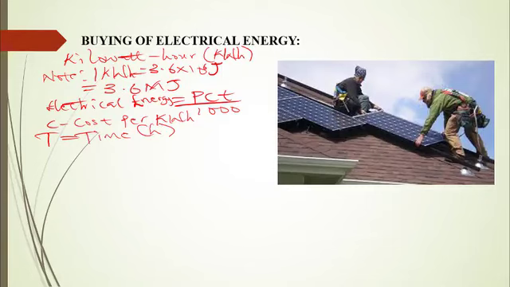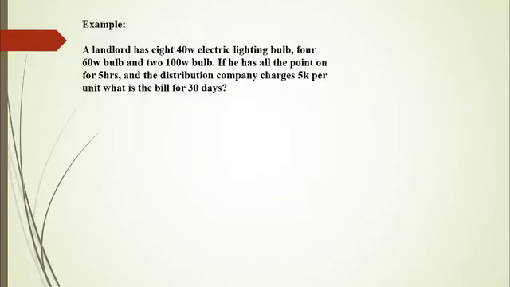Alright. So at this point, let's try to practicalize everything that we've been talking about. A landlord has 8 40-watt electric lighting bulbs, 4 60-watt bulbs, and 200-watt bulbs. Now, if this man has all the points on for 5 hours and the distribution company charges 5 kobo, in Nigerian currency, per unit, and we're asked to calculate what the bill is for 30 days. So first of all, we have to find the total power.